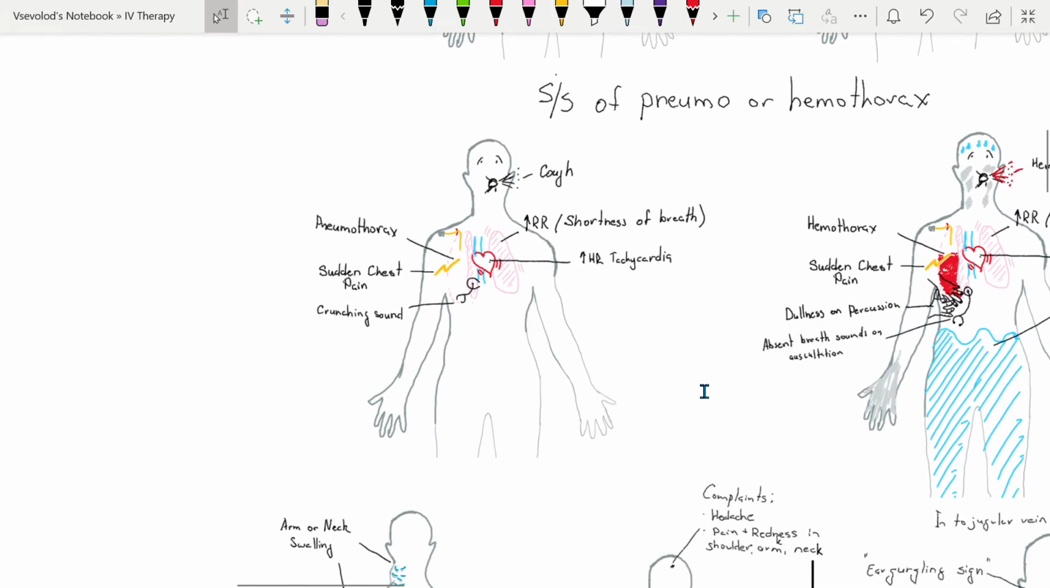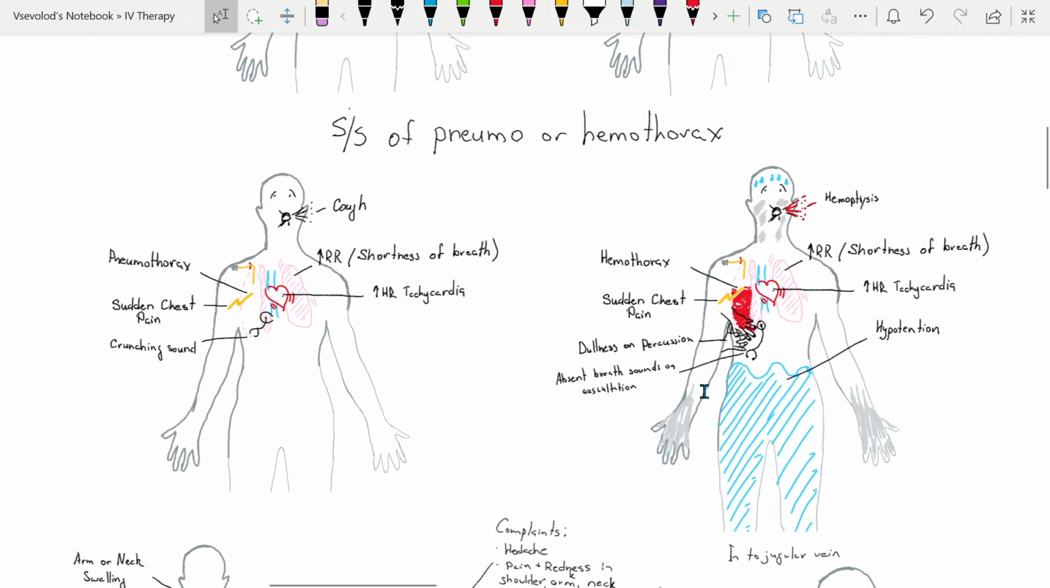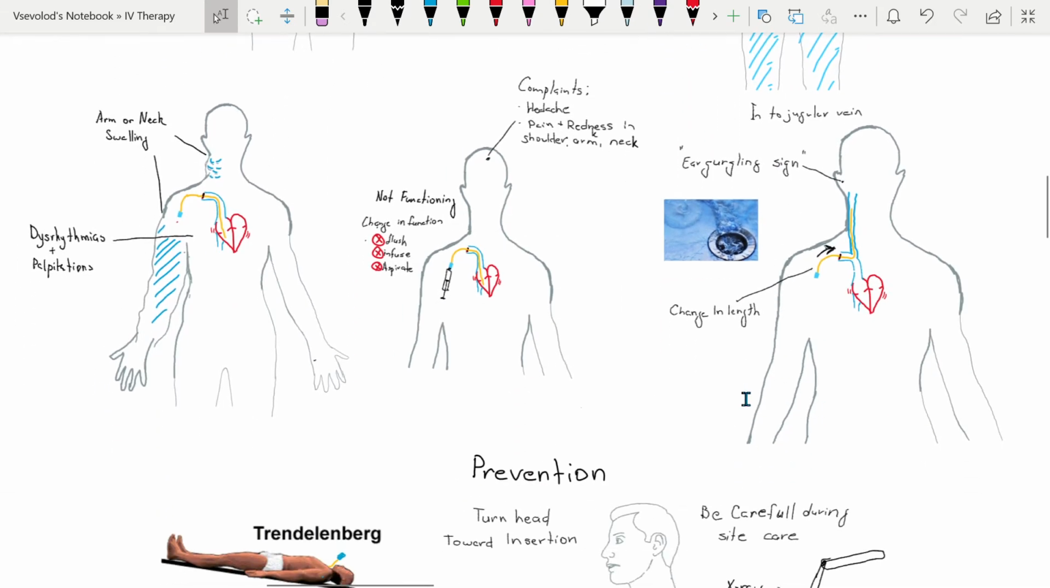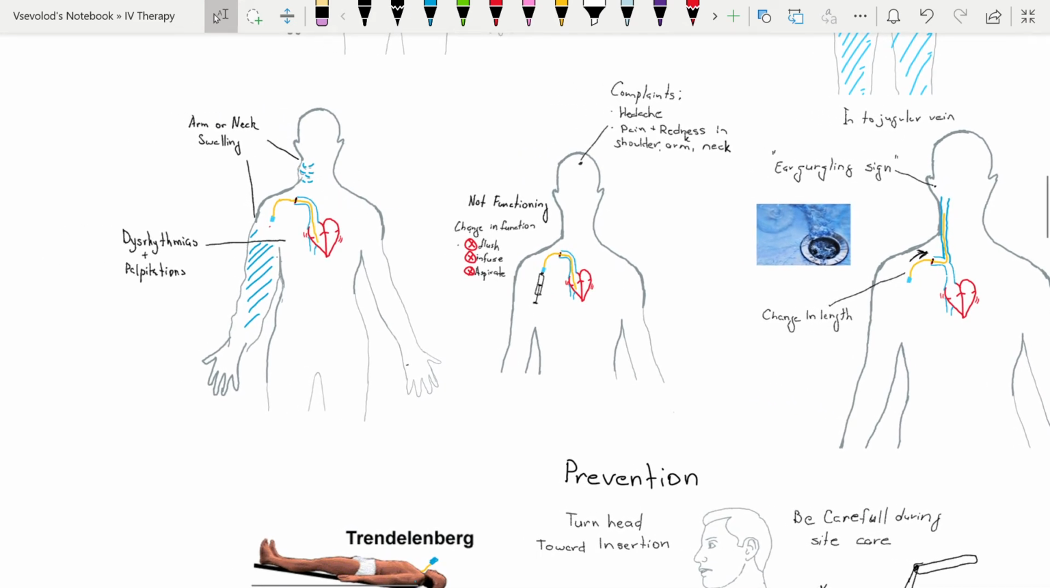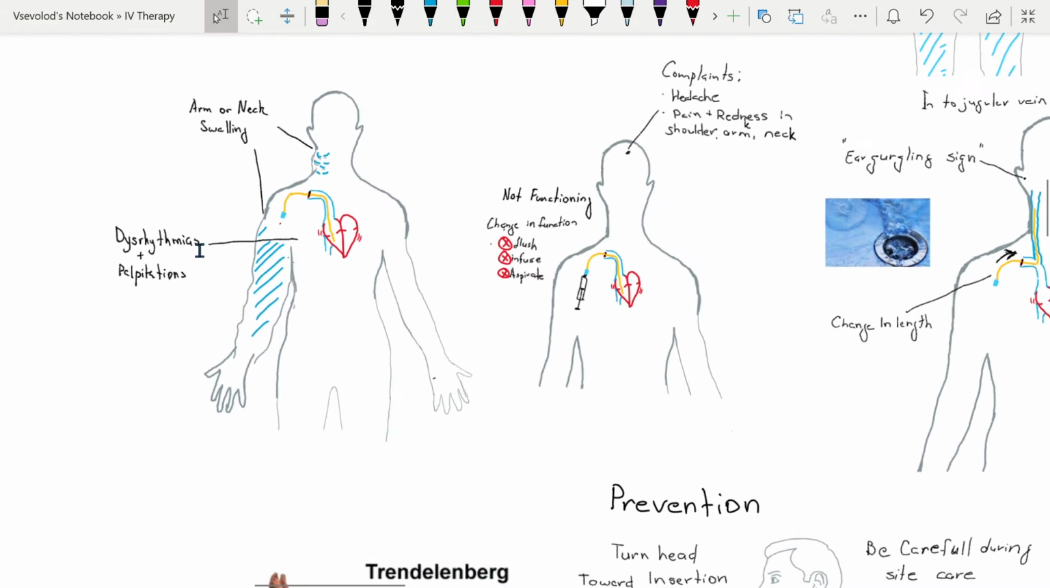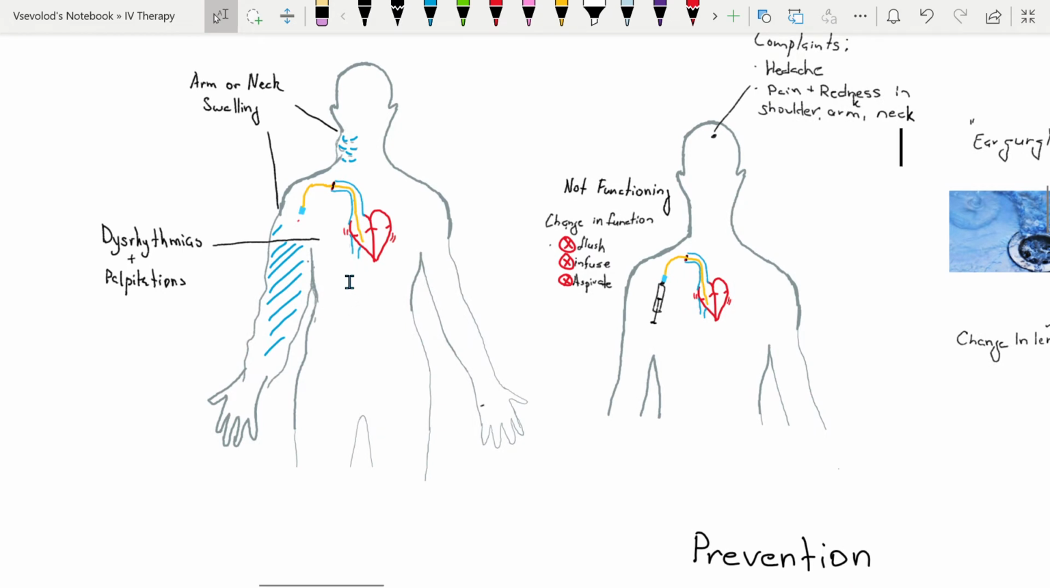So, signs and symptoms. Signs and symptoms can be similar to those of pneumothorax and hemothorax. Actually, when hemothorax or pneumothorax occurs, that would be the signs and symptoms. I covered those in a previous video, so please watch that. Other signs and symptoms can be neck swelling or arm swelling on the side of the insertion. Tip migration into the right atrium can result in dysrhythmias, and the patient may experience palpitations.